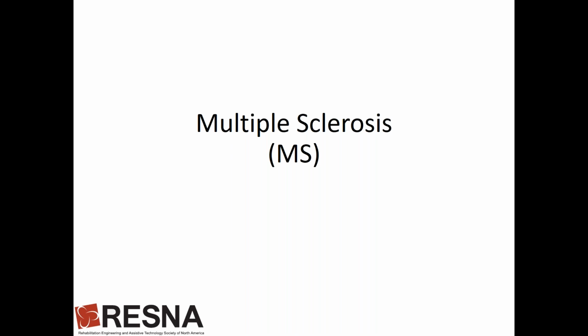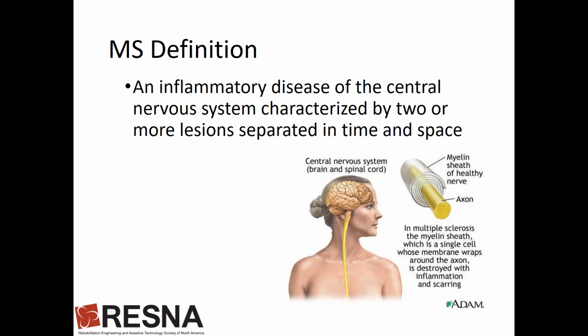So multiple sclerosis. The definition of multiple sclerosis is an inflammatory disease of the central nervous system characterized by 2 or more lesions separated in time and space. What happens in multiple sclerosis is the myelin sheath, which is this picture right here, a single cell whose membrane wraps around the axon. And the axon is what carries the nerve signals for transmission.